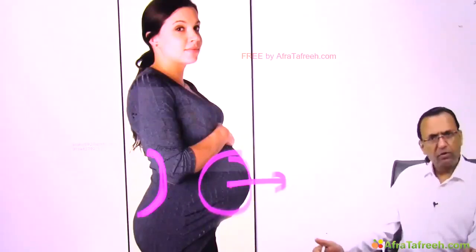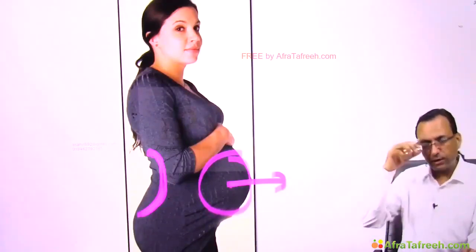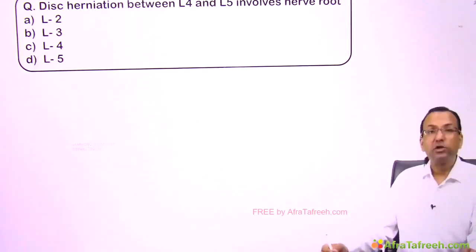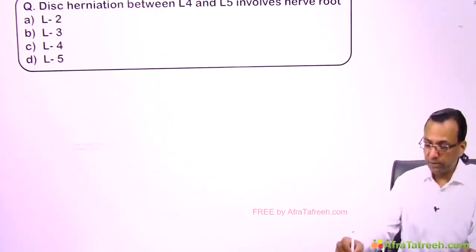Okay, center of gravity going anterior. That's why there is an exaggerated lumbar lordosis. What is the answer to this question? What is this? Slip disc. Why? What happened? Why is there a slip disc?